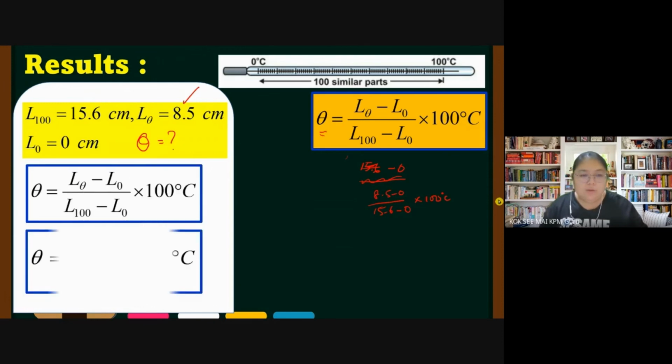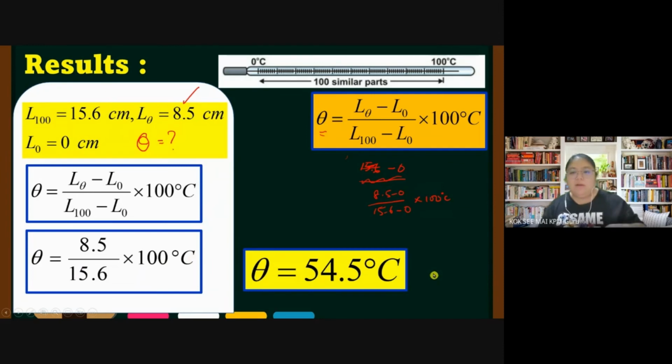So I show, like this only. And the final answer, 54 point... Normally put 1 decimal point for degrees Celsius, because we cannot read more decimal points. So 54.5 degrees Celsius. Okay, just one formula only for this one topic. Then the rest, nothing more.